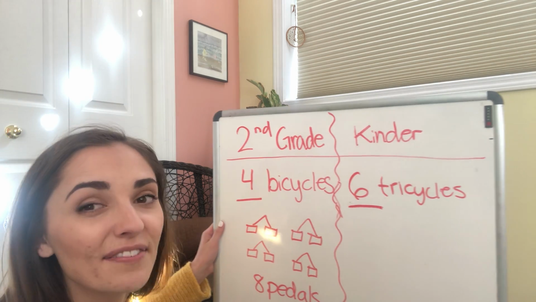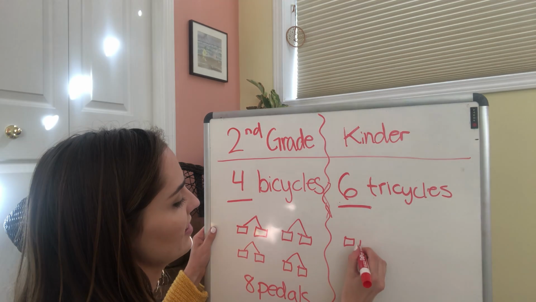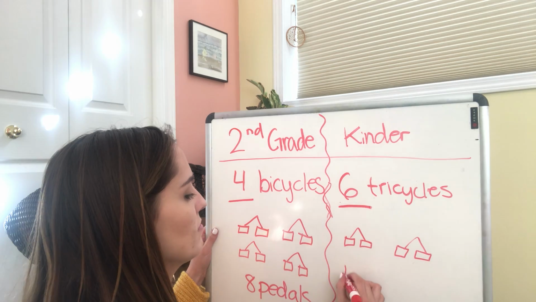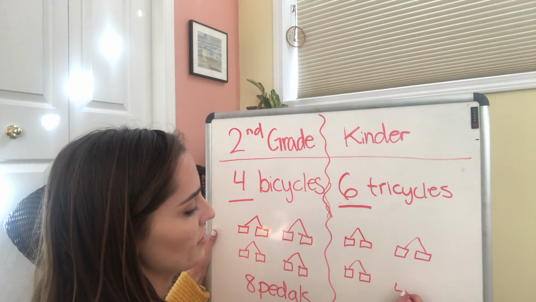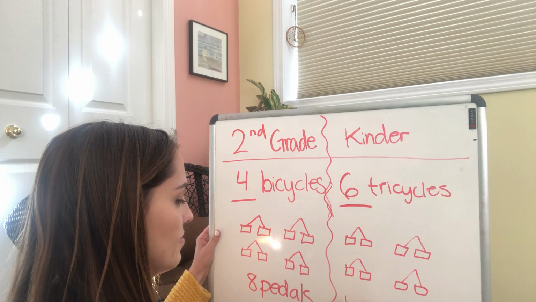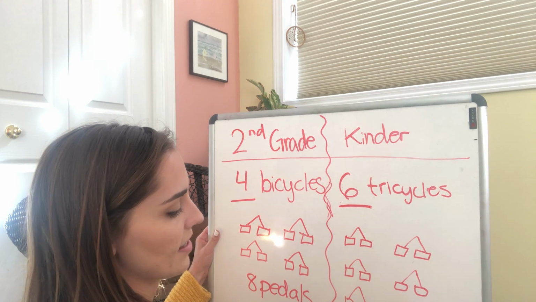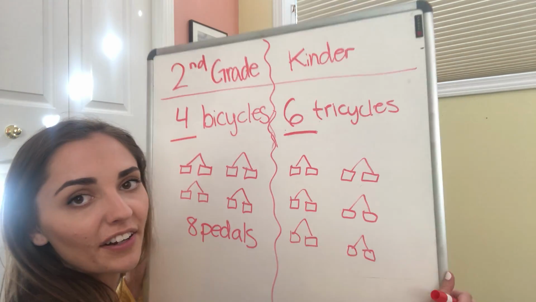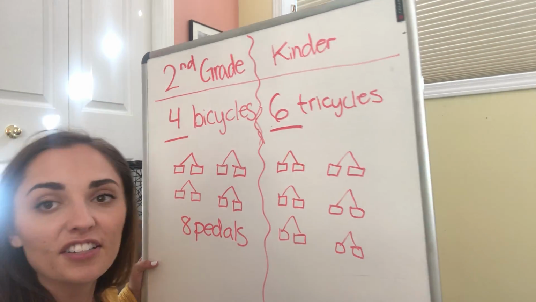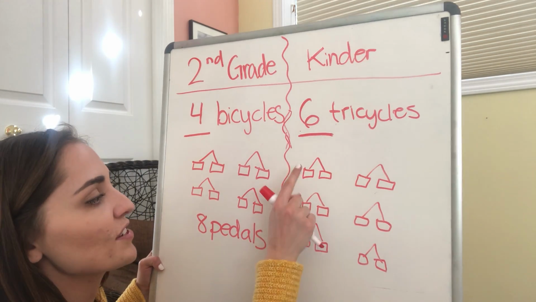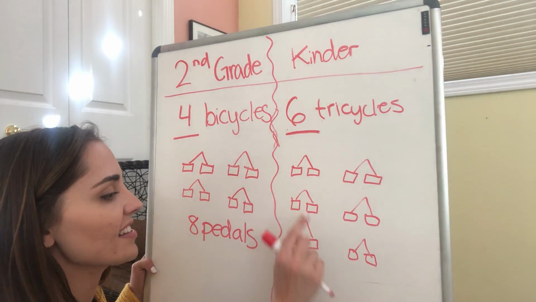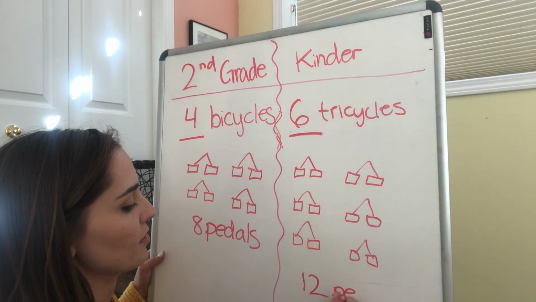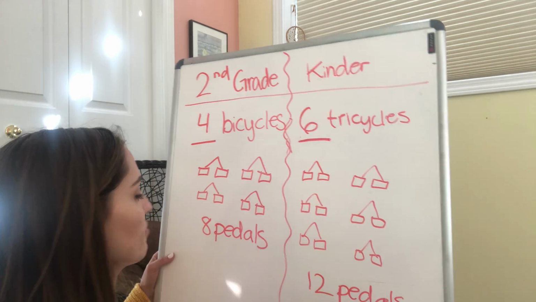Okay, now let's do the same thing for tricycles. 1 tricycle. 2, 3, 4, 5, and 6. Okay. Oh, and here we are. Okay. Now let's count these up. Let's try counting these by 2s this time. 2, 4, 6, 8, 10, 12. So the tricycles over here have a total of 12 pedals.